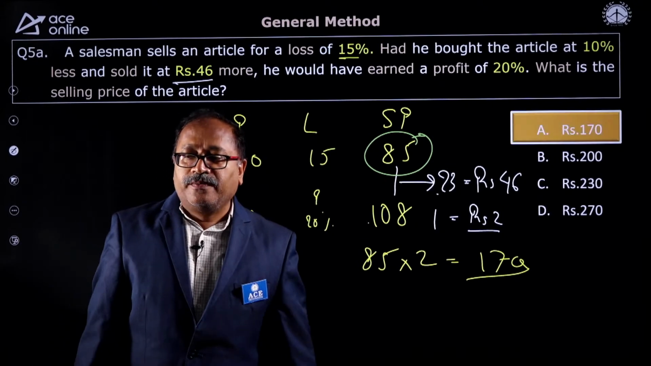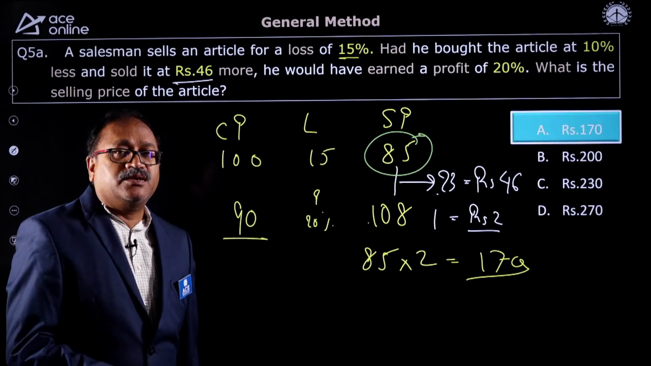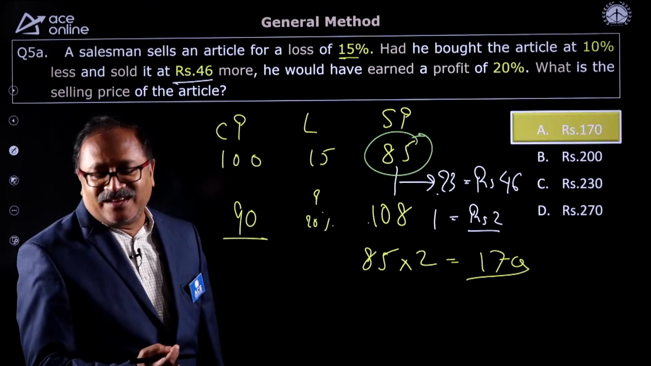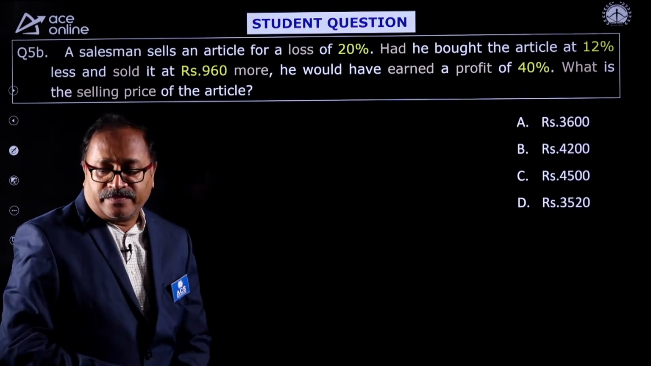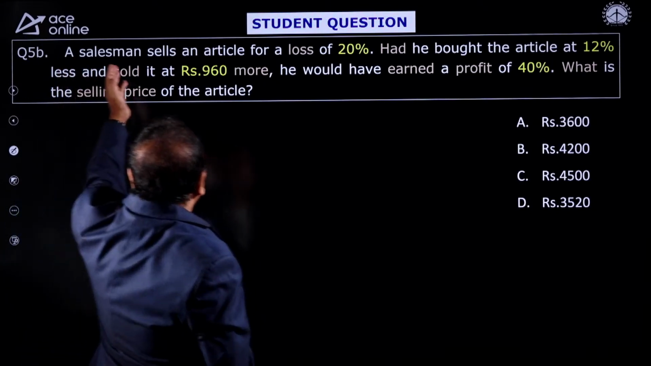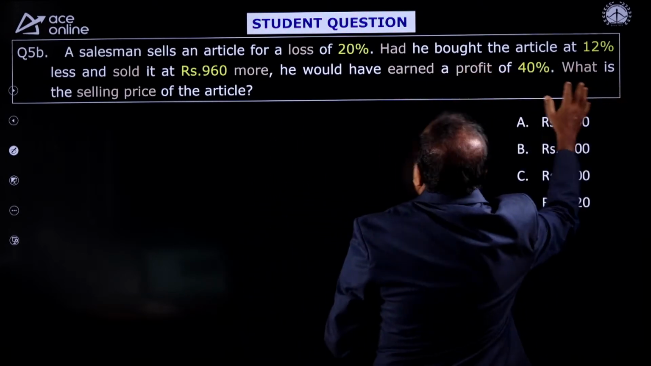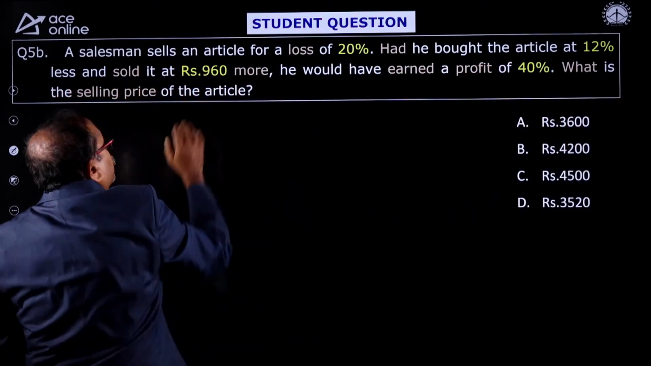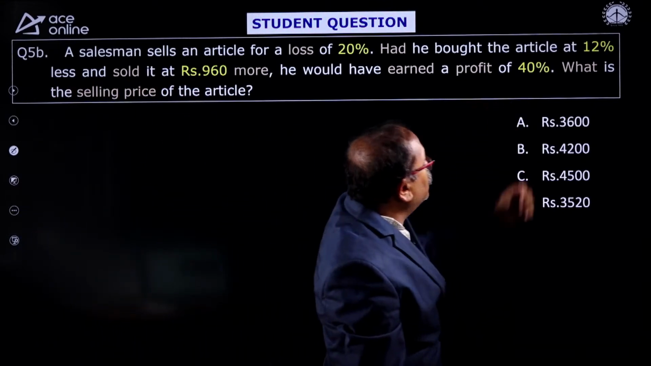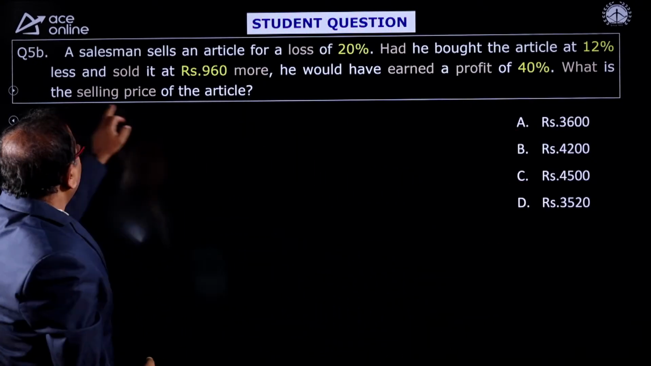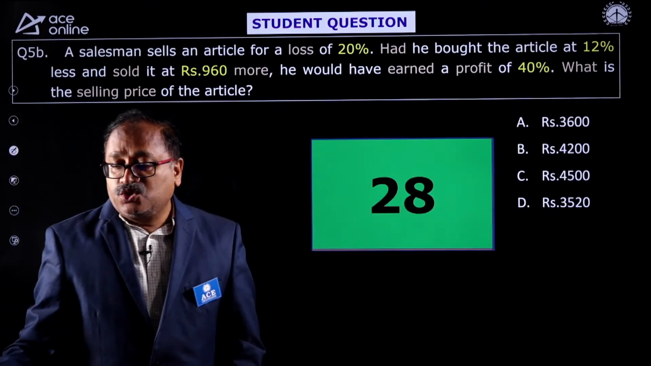Okay. Now, I will give one question to you, and then I will go with Sumit Pawar's question. It's for you. Answer it. Look at this one. A salesman sells an article at a loss of 20%. Now, had he bought the article at 12% less and sold it for rupees 960 more, he would have earned a profit of 40%. So, what is the selling price of the article? Here is your 30 seconds, and then I will discuss Sumit Pawar's question.